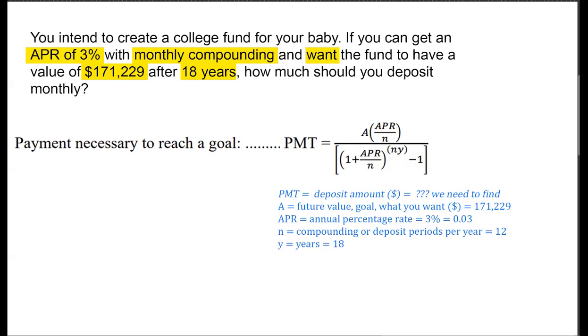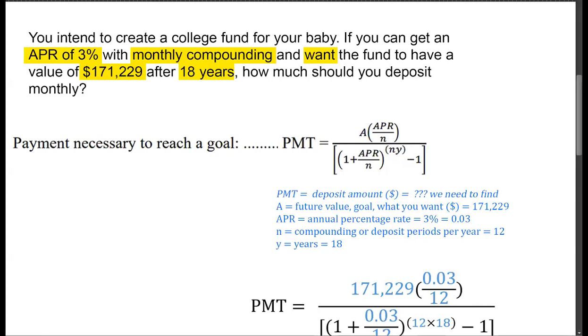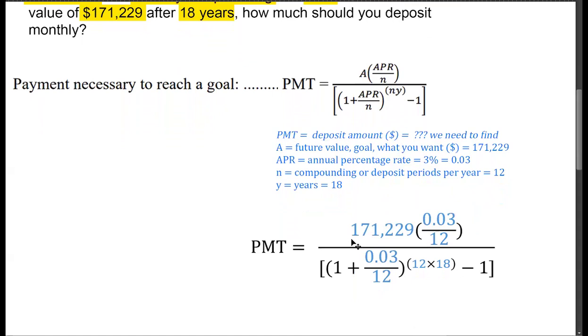So with all that information, let's replace each of these variables with its corresponding number. We should get something like this. Let me scroll down. We replace A with the 171,229. The APR over N pops up twice, so 0.03 over 12 is here and down here again. And then the exponent of N times Y is 12 times 18. So this is what we're going to put into the calculator.